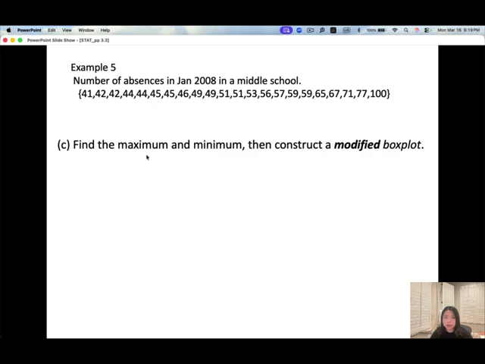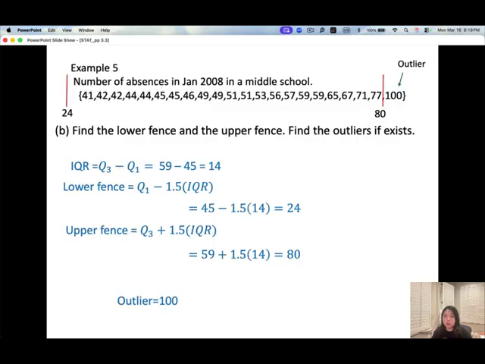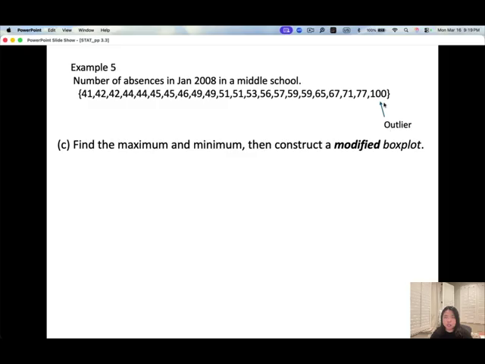Okay, C, find the maximum, minimum, and then construct a modified box plot. We learned what the regular box plot is: you find the 5-number summary and then construct the box plot. When you want to construct the modified box plot, it means you want to see if there are any outliers. From part B, we already found we have an outlier equal to 100. After we find the outlier is 100, we want to figure out the minimum and maximum again.